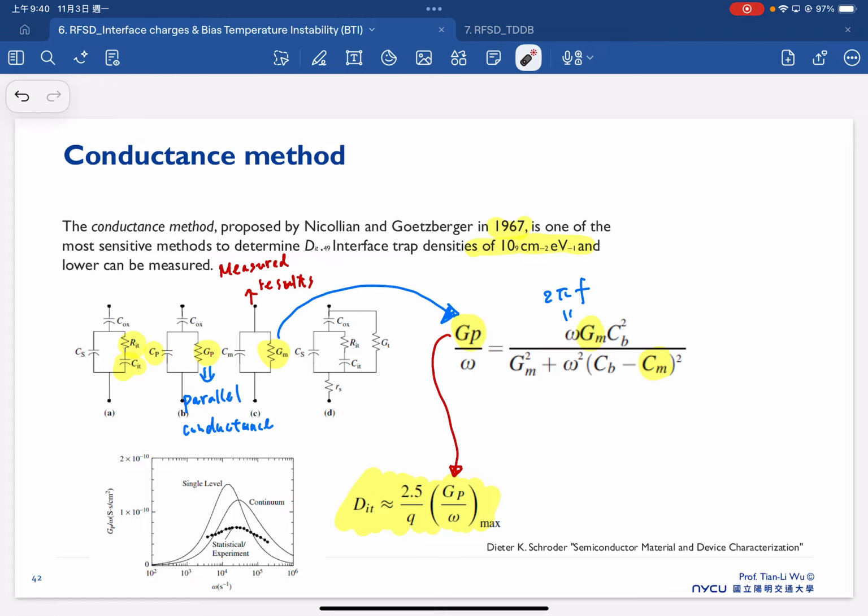But for sure, if you are interested in how to derive this equation, you are welcome to look at this textbook. As I say, this has been developed since 1967. I believe you can find much literature and basic material that talks about how to derive these equations.